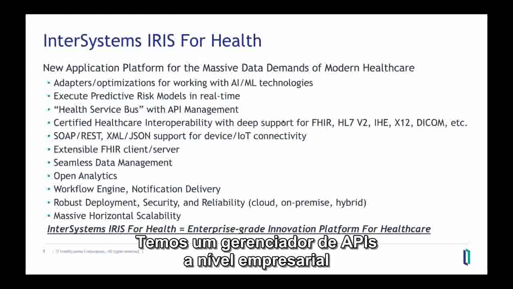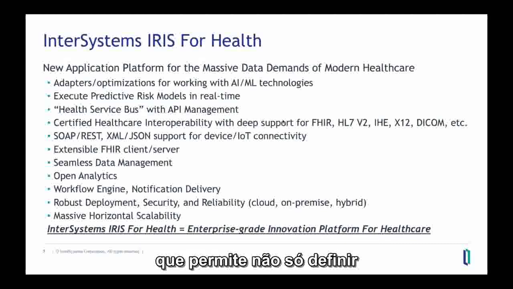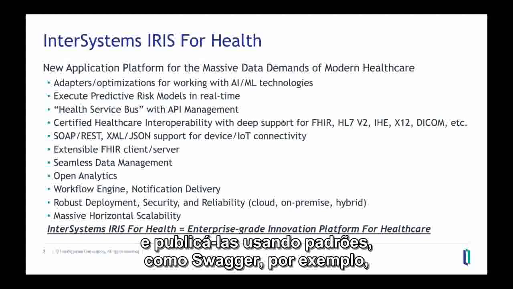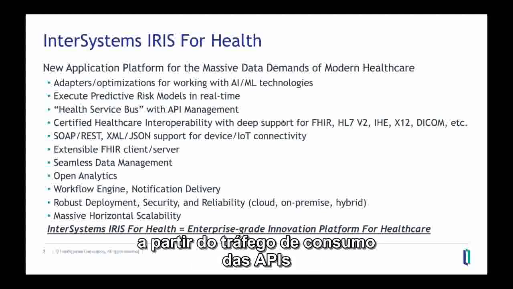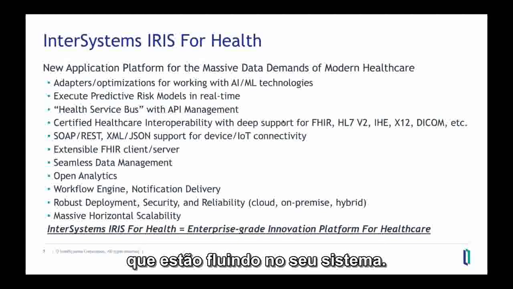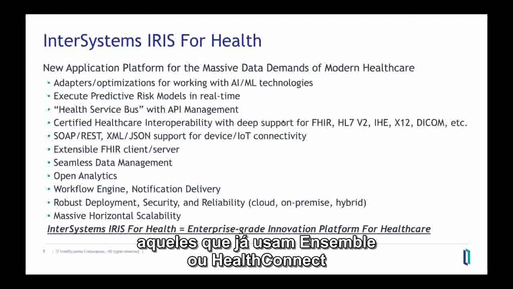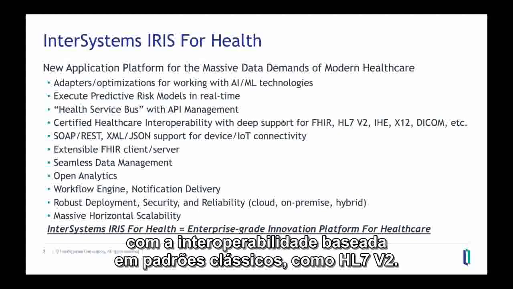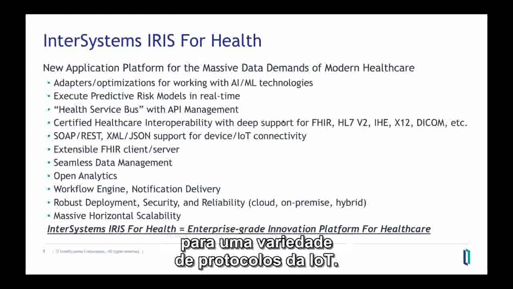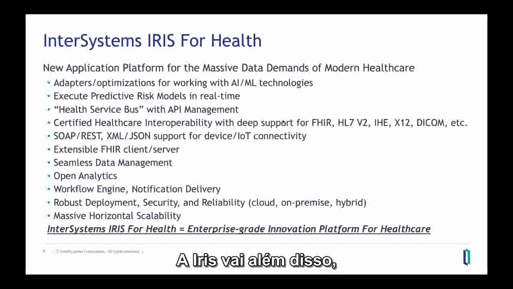We do have an enterprise-grade API management that allows you to not only design different APIs and publish them using standards like Swagger, for example. It does allow you to monitor or to get insights from the API consumption traffic that is flowing through the system. In terms of interoperability, for those of you who have already been using Ensemble or Health Connect for integration or interoperability purposes, you do know that we fully support standard-based interoperability, classic interoperability like HL7 V2. In addition to that, we have always been supporting a wide variety of the IHE protocols. IRIS for Health going further brings you both client and server FHIR support.